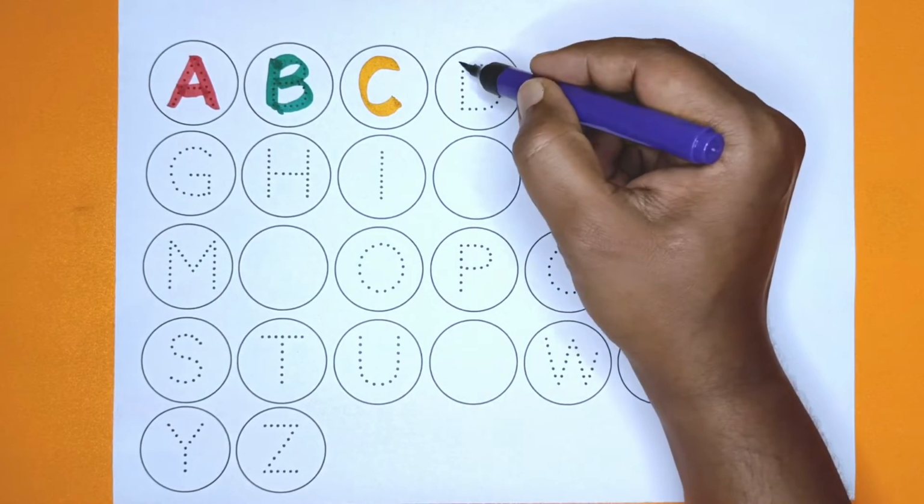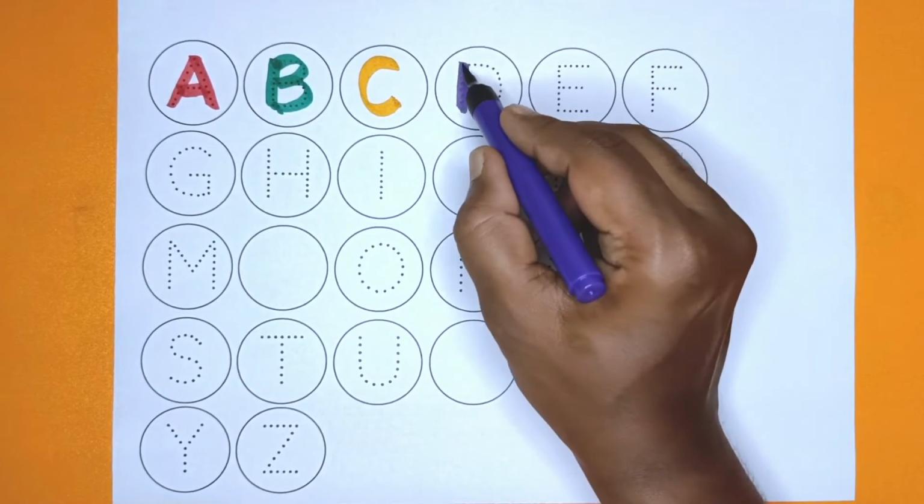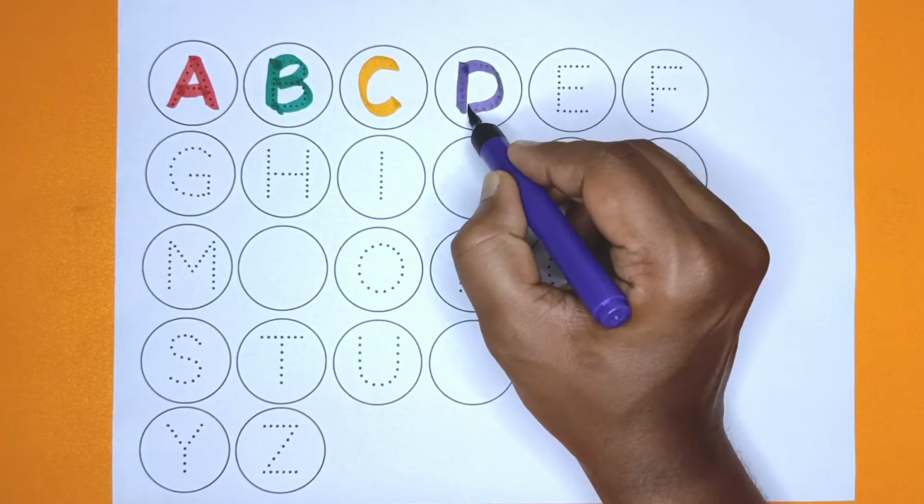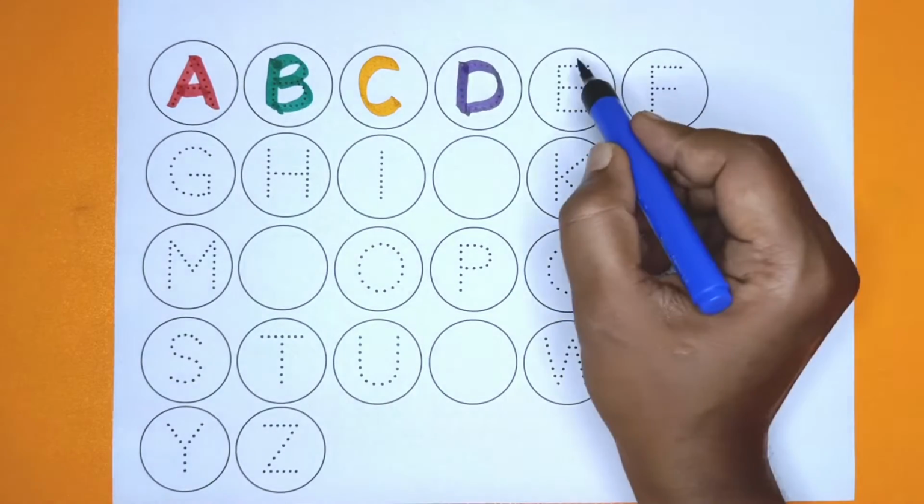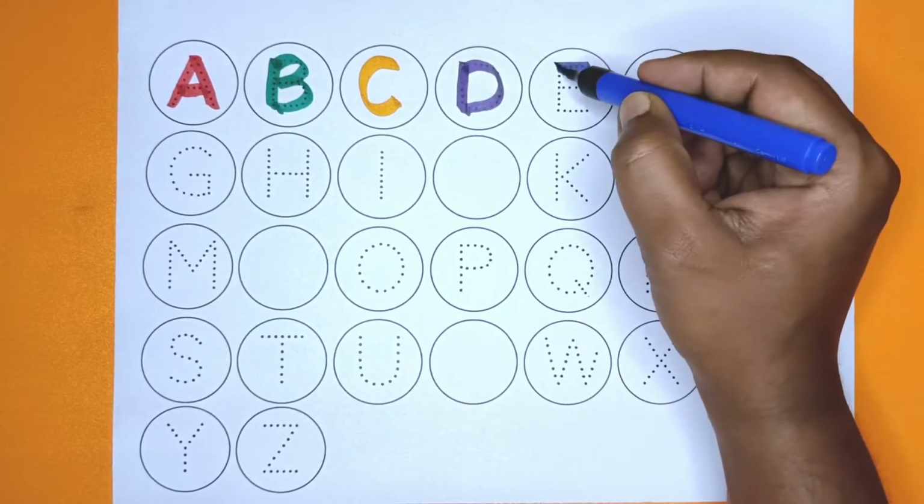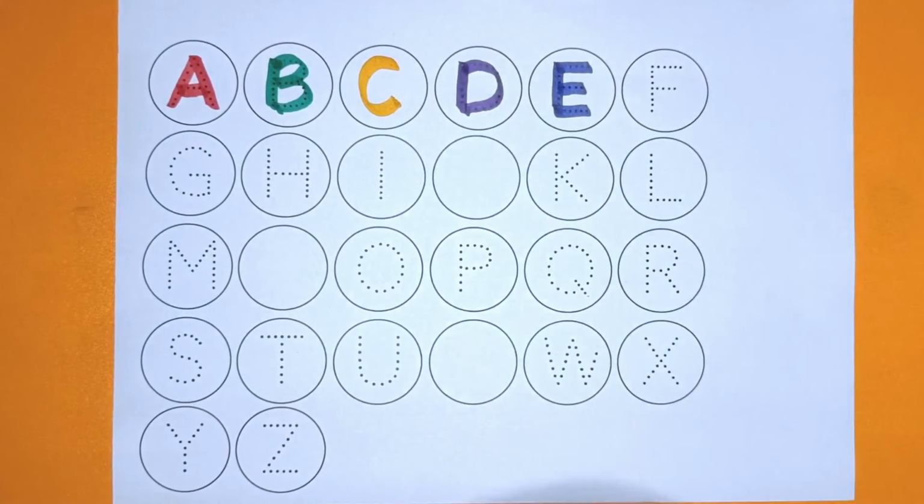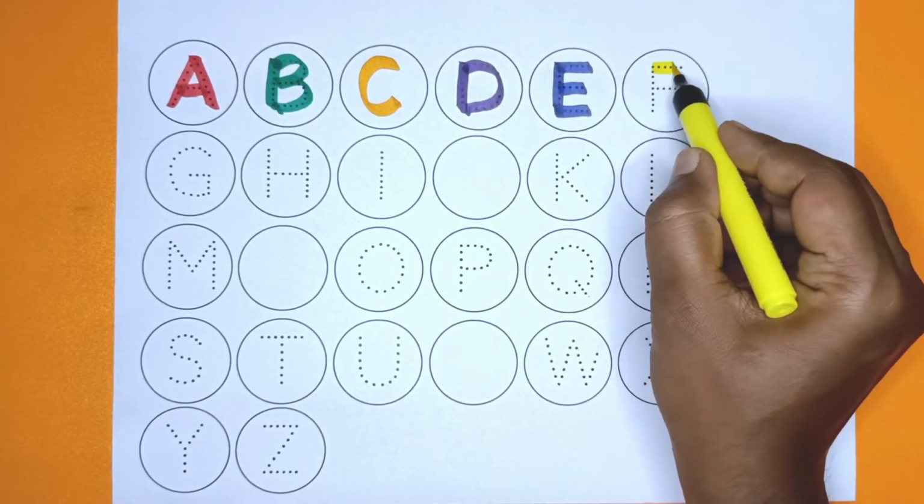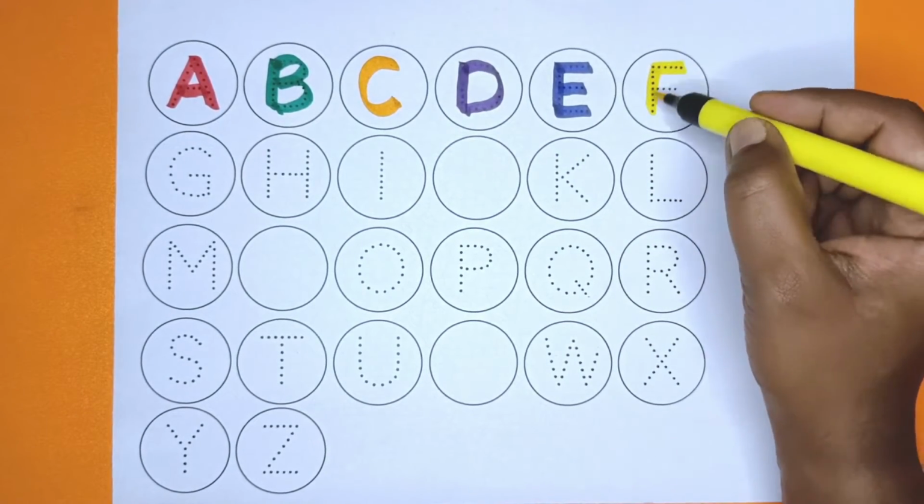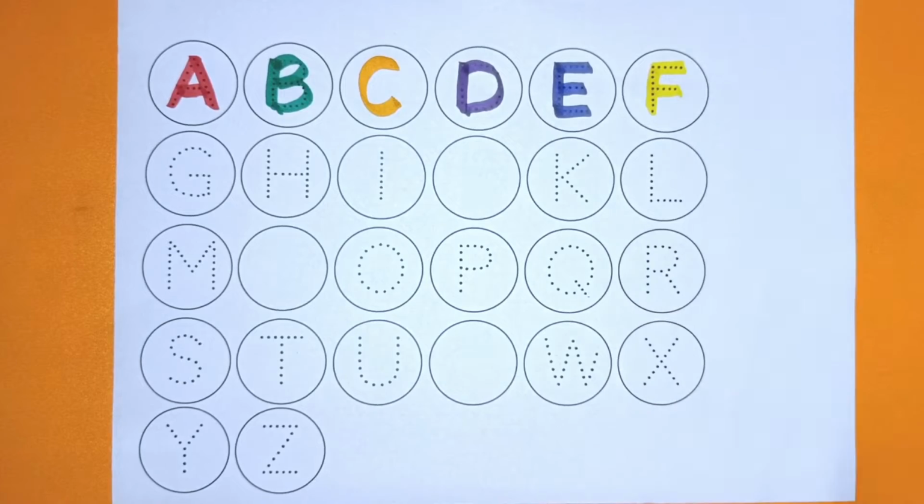Purple color: D for dog, D for dog. Blue color: E for elephant, E for elephant. Yellow color: F for fish, F for fish.